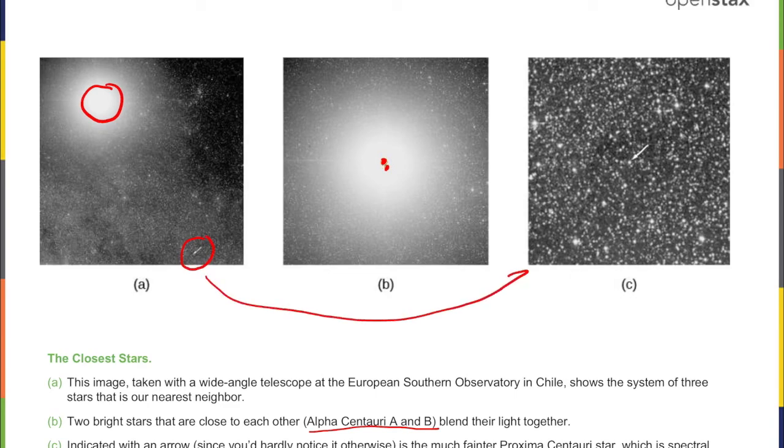And if we zoom in on that arrow, we can see that this little dot, which barely shows up as anything compared to just the background of other stars, is actually part of that system. And it is an M-type star. So it's not even a brown dwarf, it's a true star. And that's Proxima Centauri.